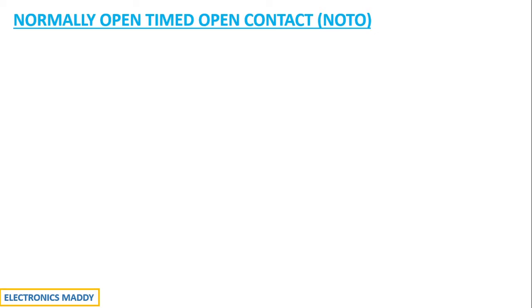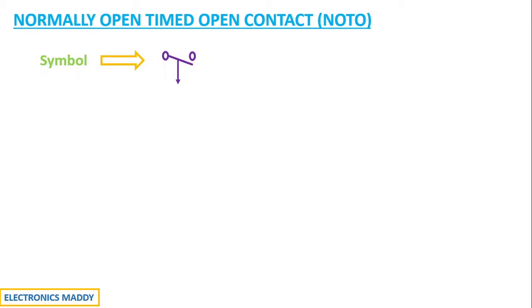In today's video, we're going to take a look at the normally open time open contact, which is also referred to as NOTO. In order to understand this, in the first place, let us take a look at the symbol, because these are very important in PLC ladder diagrams. They will directly use the symbol and might ask you what the output condition is when these types of contacts are used, and these are popularly asked questions.